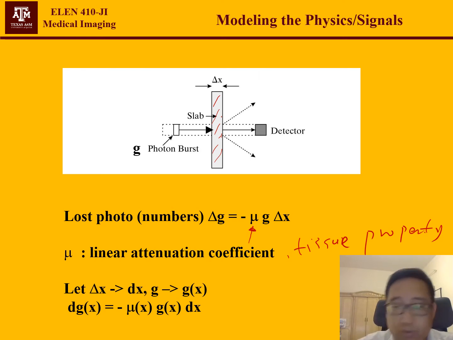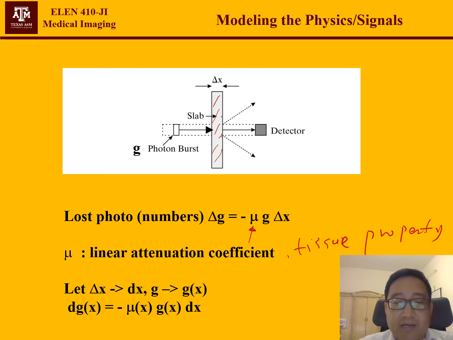Very intuitive. If you have a large number of photons to begin with, then you lose more. If your slab is thicker, then you lose more. If you have a higher attenuation coefficient, then you lose more. Now coming to something related to calculus, we're going to make that thickness infinitely small, so we make that go to dx.